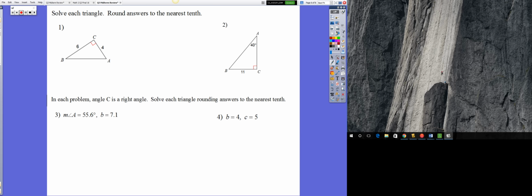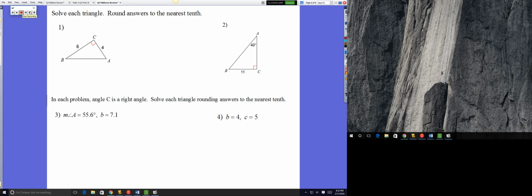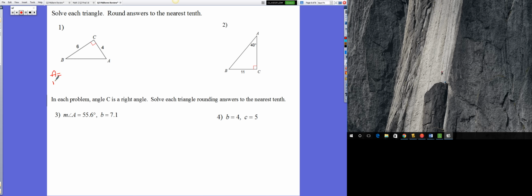Next was trig. Okay, in your trig, remember your calculator, make sure you go into the settings and make sure it's in degrees. Okay, solve the triangle. So we need to find the angle A, angle B, angle C, and then the side A, side B, and side C.